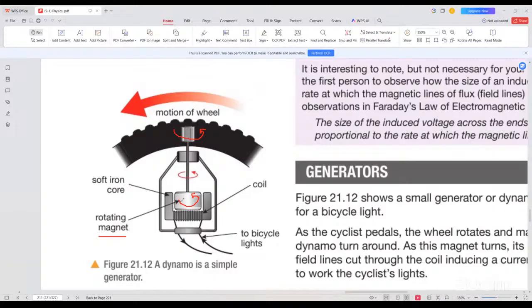This is a circular structure, and surrounding the magnet there's a soft iron core, and a coil is being wrapped around the soft iron core. It is being directed towards the battery, or in some cases directly to a bulb like this, right? So you might have seen this thing. Once the bicycle is moving, that is the only time the bulb will switch on, right?